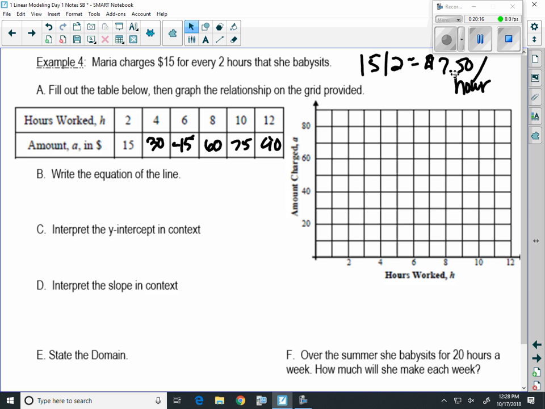So tell me, what do you think is the slope of this line? What is constantly changing? What's getting added again and again? 15. I don't really like 15. Why don't I like 15? That's every 2 hours. What's per hour? 7.50. Okay, so that's a little tricky. You have to think per hour.